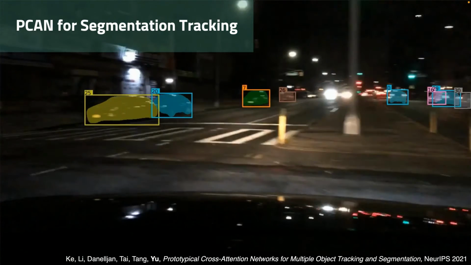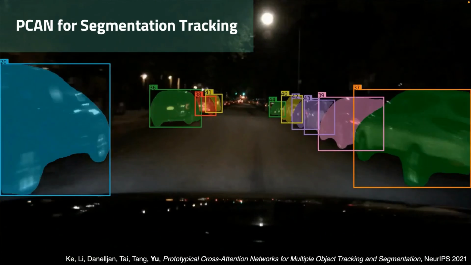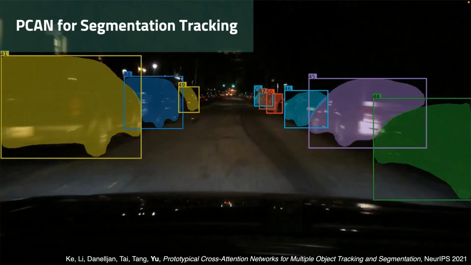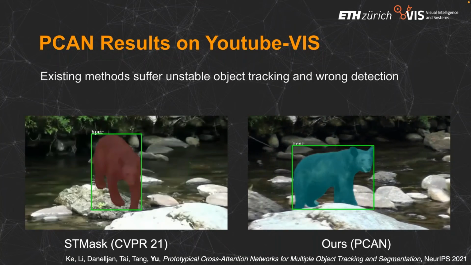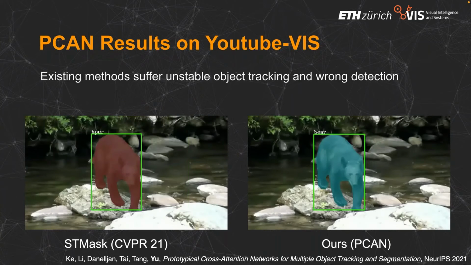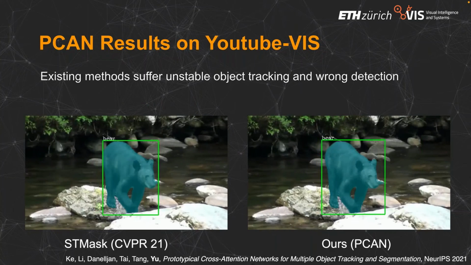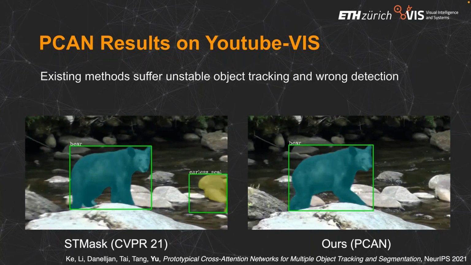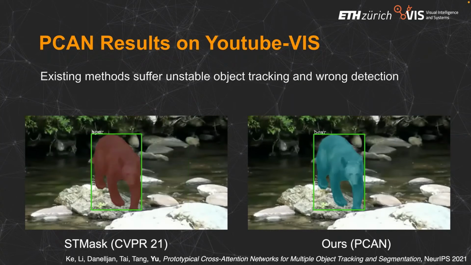And you may ask, why is the online information so important, and why should we use it? This example will give you some clue. Here we are doing segmentation tracking on YouTube data. You can see that with our online tracking method and the online cross-attention, our method can achieve much better consistency across the whole video.